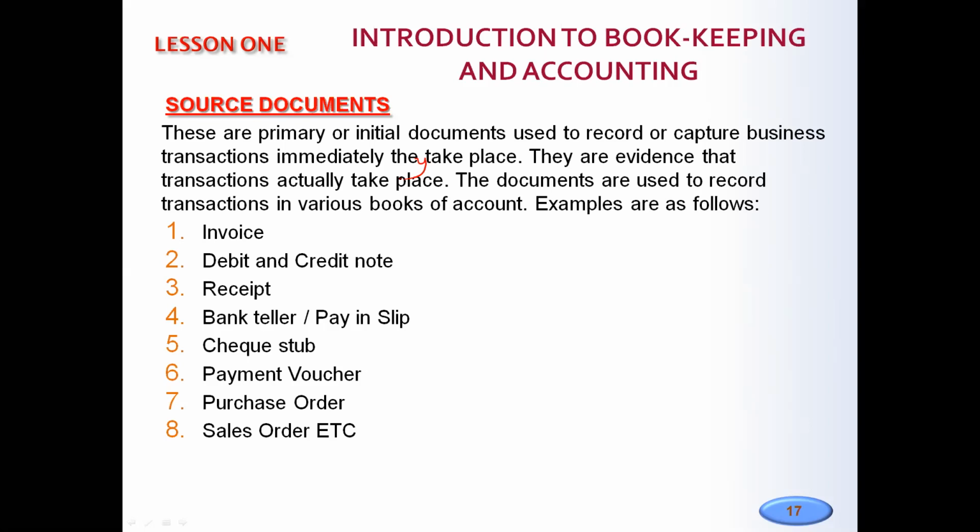You have the check stub. The check stubs are the small parts you have in your checkbook after you have detached the check leaflet. The payment voucher is evidence that payment is made. When you make payment to a supplier, you raise a payment voucher to show as evidence that payment is made to the beneficiary. Then purchase order, then you have sales order, etcetera.